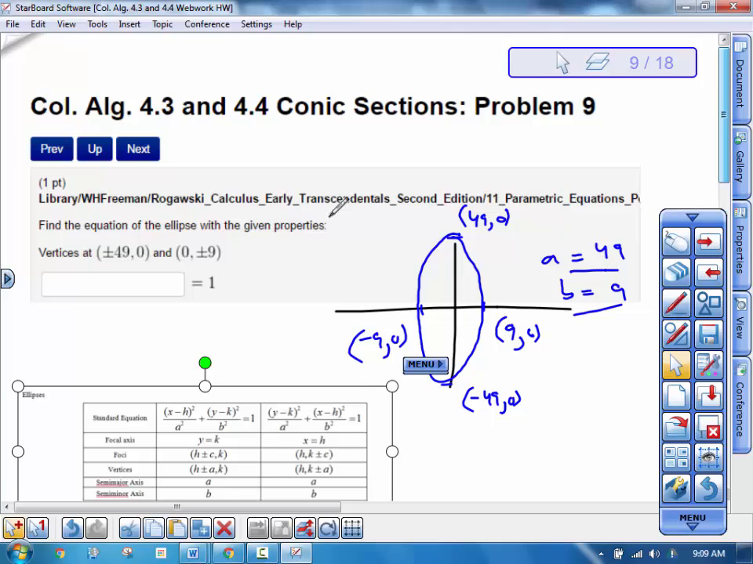Okay, the next problem gives us standard form for a hyperbola. We know it's a hyperbola because it's got a minus sign here. And it tells us the center, h, k, of this hyperbola, and it tells us one of the foci is at this point. And it also tells us one of the vertices.